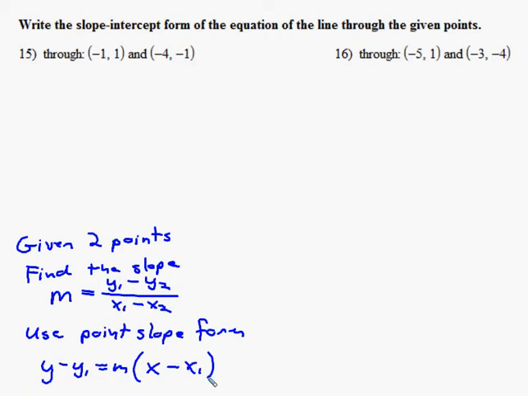First, we need to find the slope. Slope, as we look at right here at this equation, is y sub 1, which is 1, minus y sub 2, which is negative 1. So minus negative 1. Be careful with your signs. And then x sub 1, which is negative 1, minus negative 4. And so our slope, when we figure this out, 1 minus negative 1 is like 1 plus 1, which is 2. Negative 1 plus 4 is 3. So our slope is 2/3.